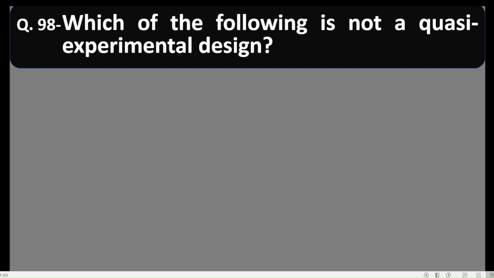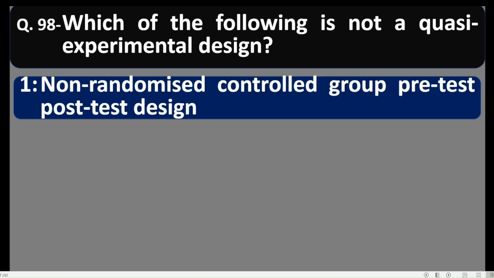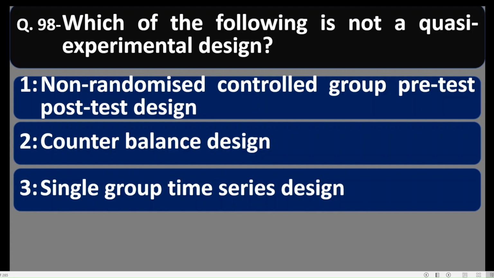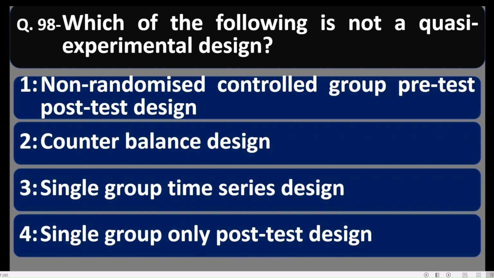Question number 98. Which of the following is not a quasi-experimental design? Non-randomized control group, pre-test, post-test design, it is quasi-experimental. Counterbalance design, it is also quasi-experimental. Single group time series design, it is also quasi-experimental design. Single group only post-test design that we have seen, it is pre-experimental design. It is not quasi-experimental design. So number 4 is correct option for this question.